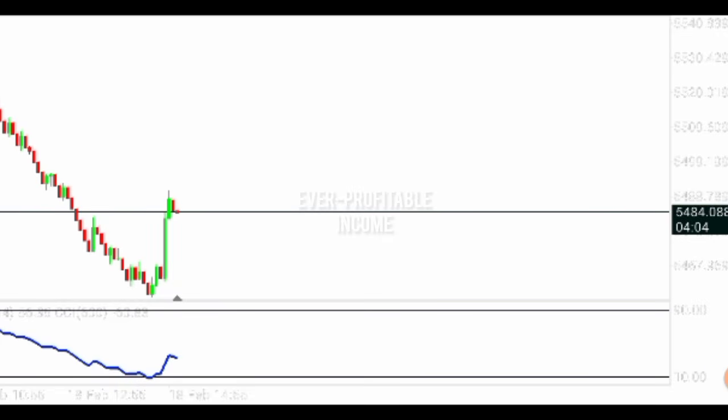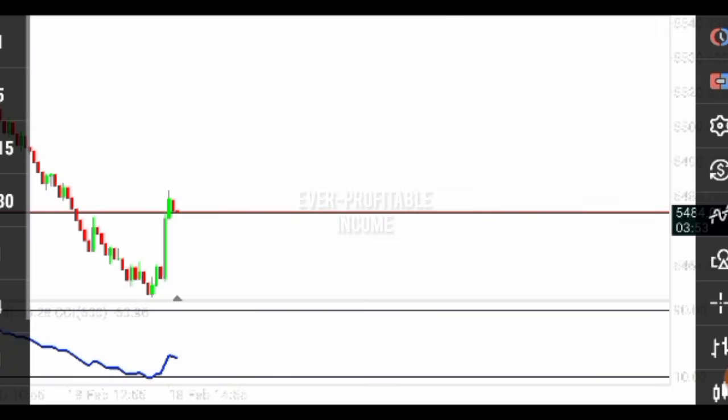Okay, so that is that for this strategy. It's very easy. I don't want to take your time. I'm just going to go ahead and show you the setup of the indicator. So let's head over to our indicator window.